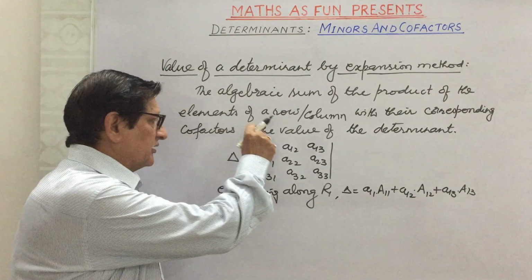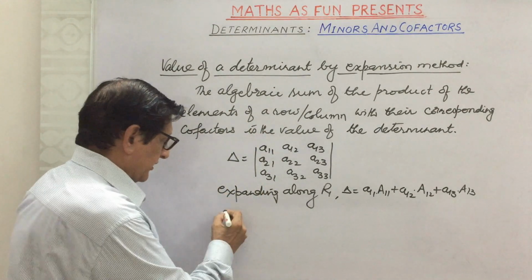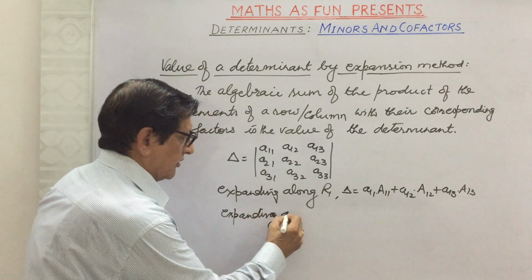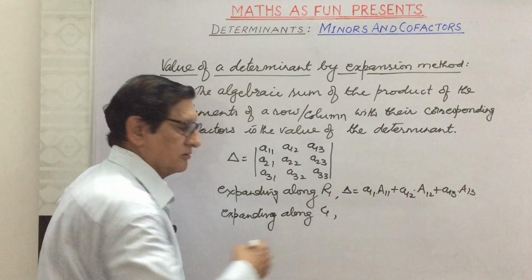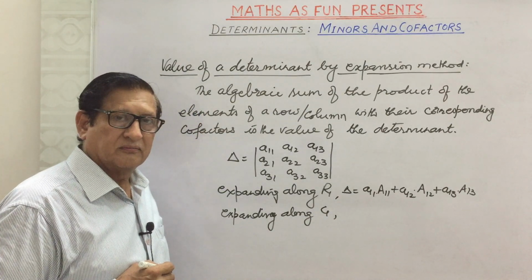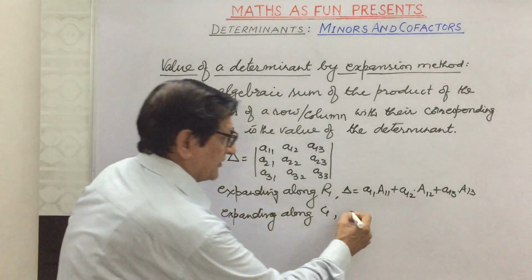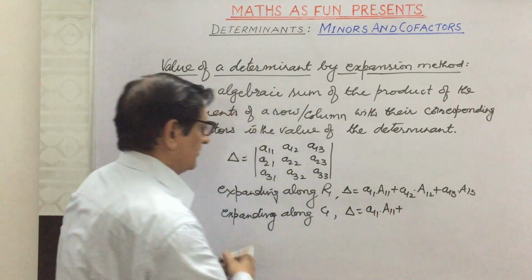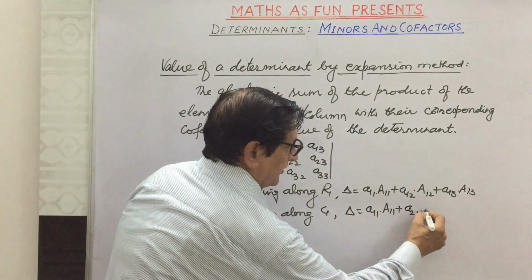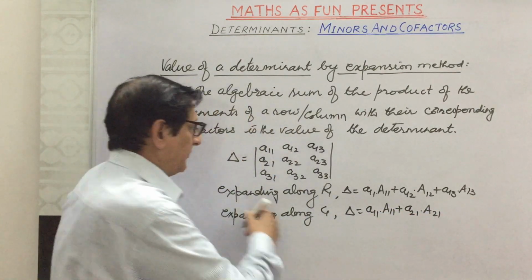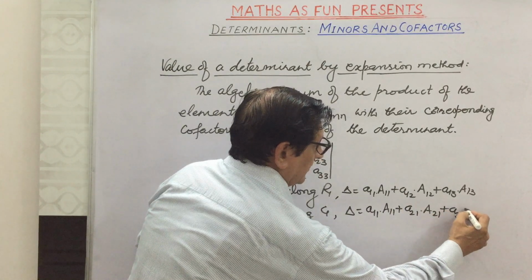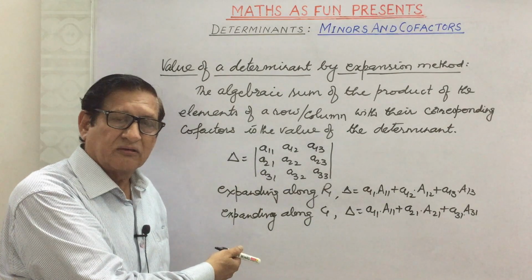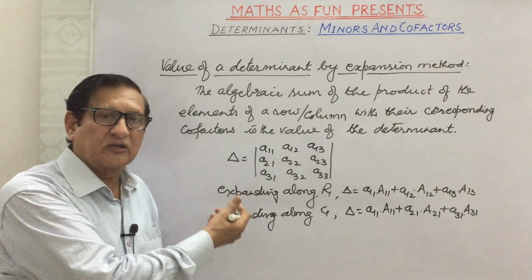Suppose we want to expand it along column 1. Expanding along C1, the elements of the first column will be taken. Delta will be A11 into A11 plus A21 into A21 plus A31 into A31. And that's what we have done. In the previous videos you have learnt how to find out the value.